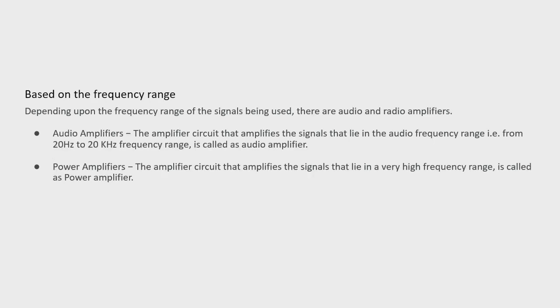Depending upon the frequency range of the signals being used, amplifiers are also classified as audio amplifiers and radio amplifiers. Audio amplifiers are amplifier circuits that amplify signals that lie in the audio frequency range, that is from 20 Hz to 20,000 Hz. And radio amplifiers are circuits that amplify signals that lie in a very high frequency range.